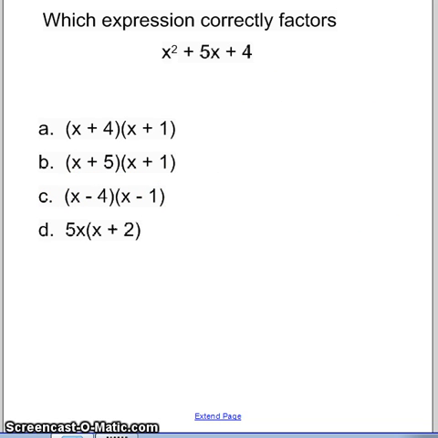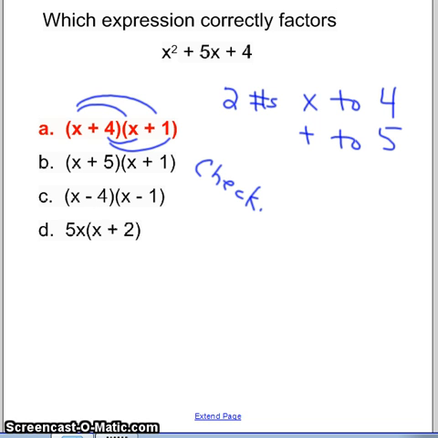The same thing happens on the next one. We're looking for 2 things that multiply to 4 that add up to 5. The obvious answers are 1 and 4. 1 times 4 is 4. 1 plus 4 is 5. So the answer is going to be A on this one.